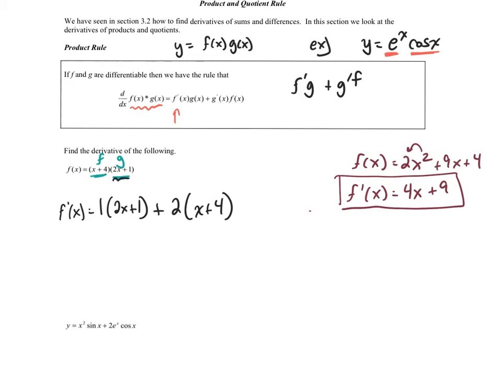So I'm going to claim if we simplify this, we'll get the same answer we did by FOILing and taking the derivative. 2x plus 1, 2x plus 8, 4x plus 9. Now, it would be ridiculous to do the product rule on something this simple when you could just FOIL and then take the derivative using our power rules. But I just wanted to show you this is a pretty nice example to show that the product rule does really work.